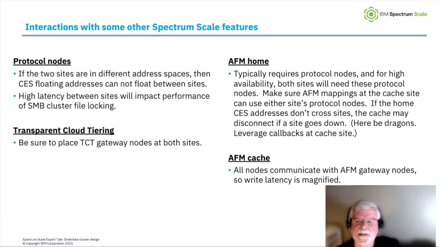If the stretch cluster is the AFM cache, on the other hand, you need to consider where the gateway nodes go. There'll be some latency with every write, and if that's across the stretch, that will magnify it. So you may want to designate, with the fileset, what your gateway node will be as the primary gateway for that AFM cache fileset.